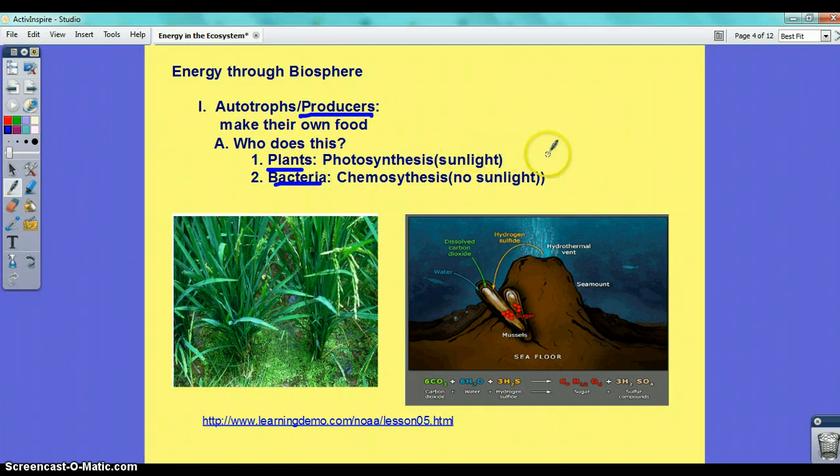As you learned in the previous chapter, plants can do this through a process called photosynthesis with the aid of sunlight. They transfer carbon dioxide and water and make glucose and oxygen. Bacteria do a similar process, except it occurs without any sunlight at all. It's more like a process of chemicals, and it's called chemosynthesis.